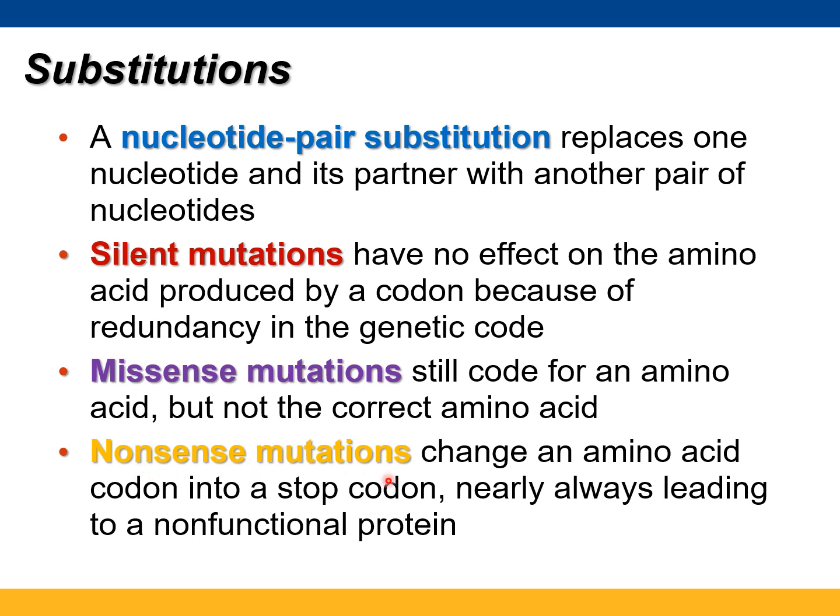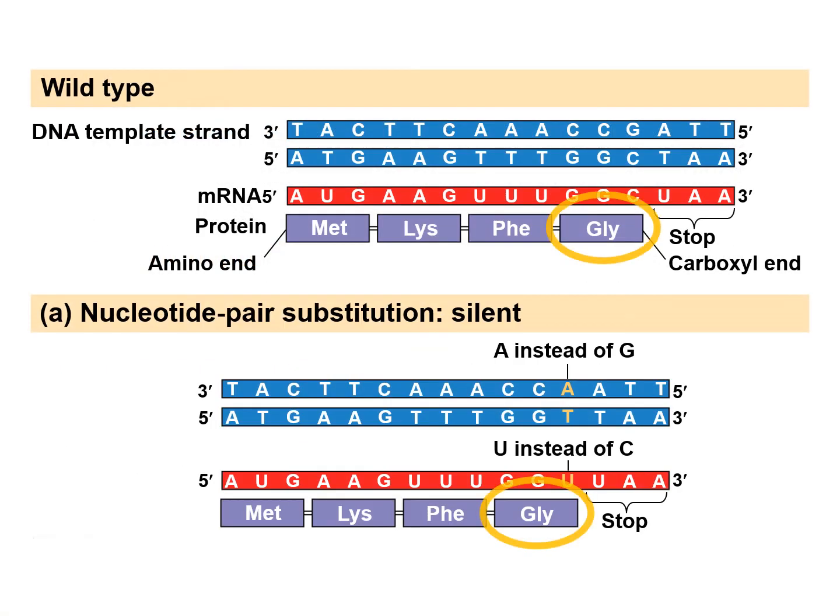And then we have nonsense mutations. Now we're getting kind of serious here. Nonsense mutations change what was normally an amino acid codon into a stop codon. So now we've got a truncated protein because it stopped early. It's not the full length that it should be, almost always leading to a protein that's not functional. Lots of diseases out there have nonsense mutations, where a stop codon is inserted where it shouldn't be.